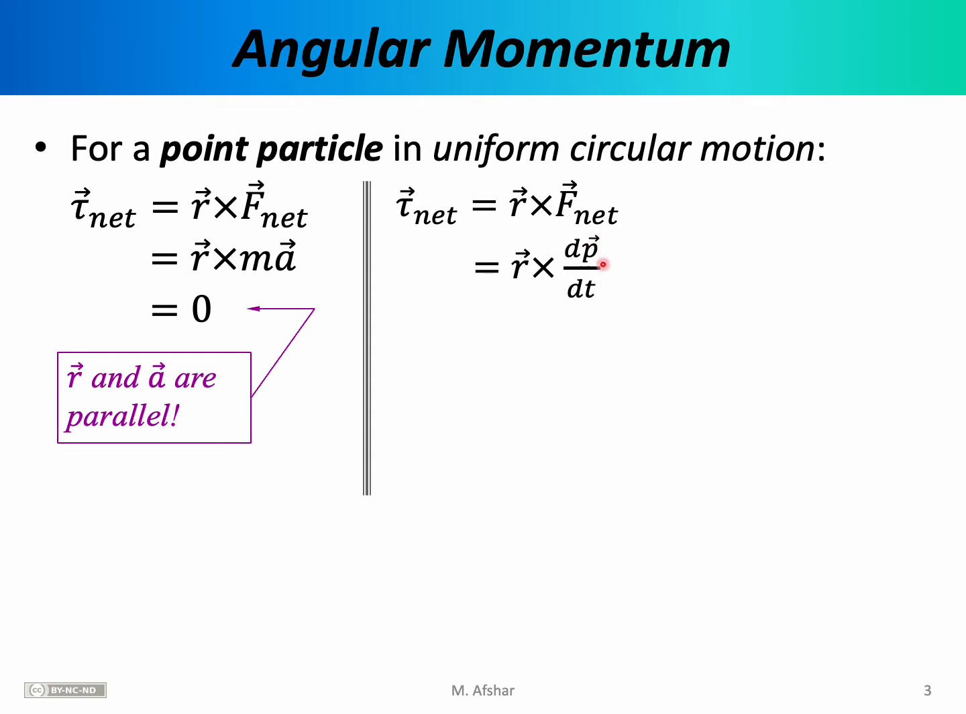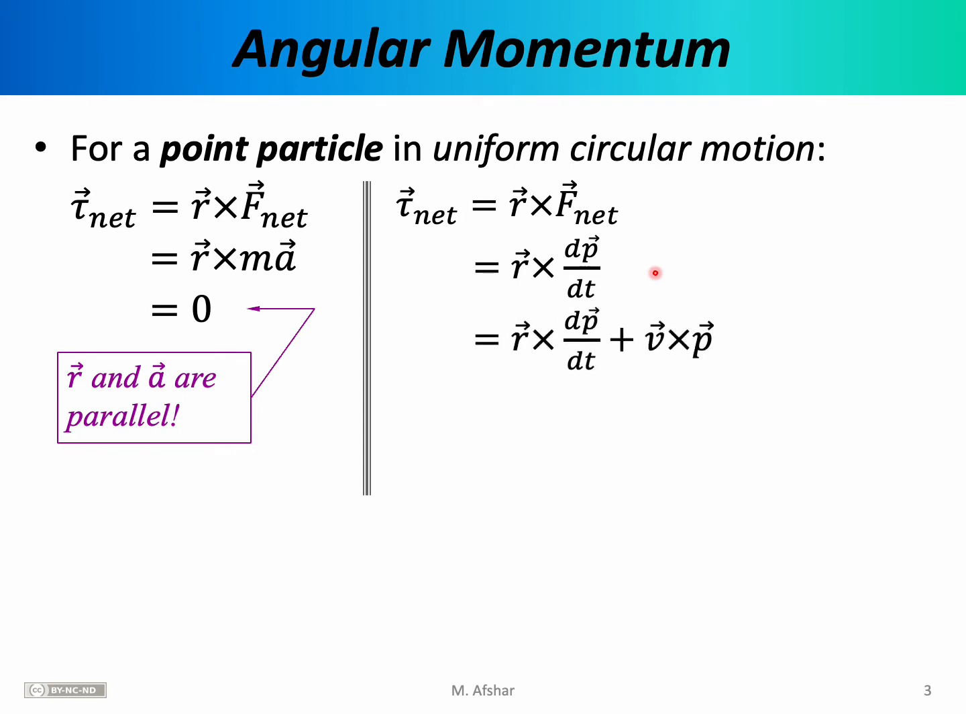After all, momentum is just mass times velocity. Mass is a constant, so the derivative of momentum is simply mass times the derivative of v with respect to t. And of course, the derivative of v with respect to t is just acceleration. So yes, it makes sense that dp dt is equal to mass times acceleration, which is equal to F net.